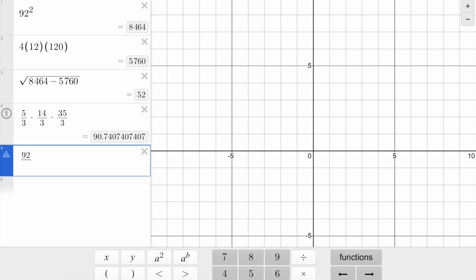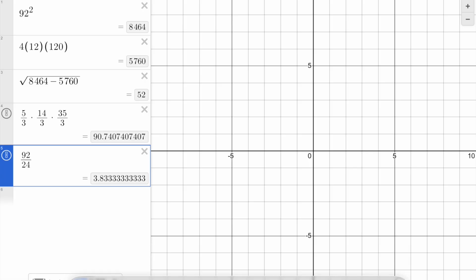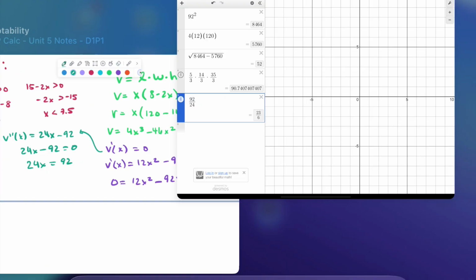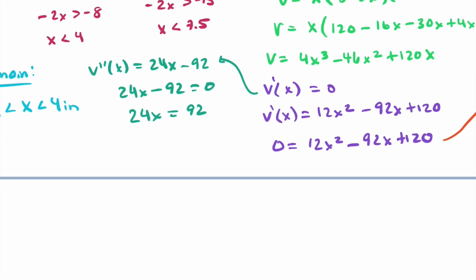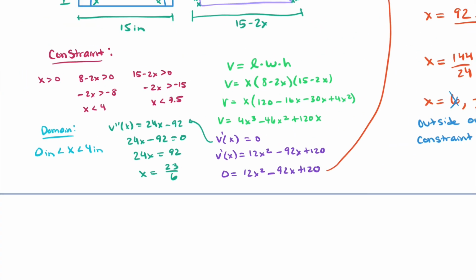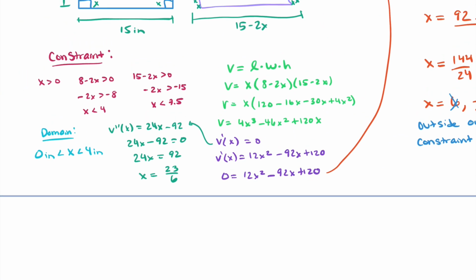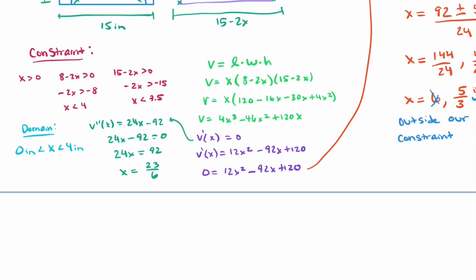92 divided by 24 is 3.83. Let's see, what is it as a fraction? It's 23 over 6. Okay, so x equals 23 over 6. It's almost 4. So that's where our concavity changes.